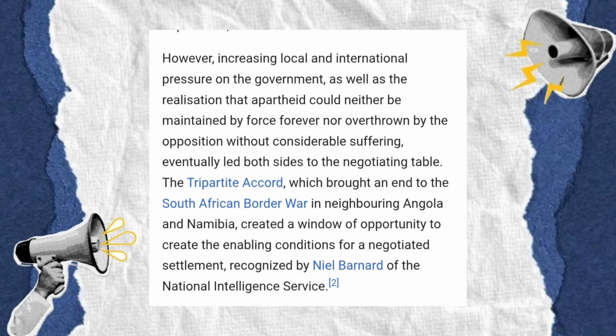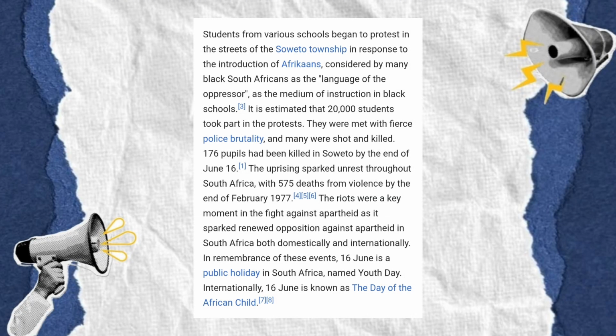International pressure on South Africa increased, countries imposed sanctions, companies pulled out, and inside the country, protests kept on going. One of the most famous moments came in 1976 when students in Soweto protested against the government's education policies. The uprising was violently crushed. Images of it spread worldwide. South Africa was becoming more and more isolated, but the government still wasn't ready to step down.